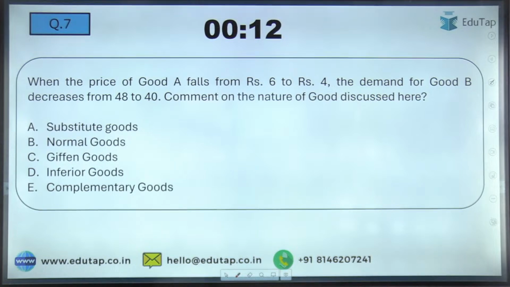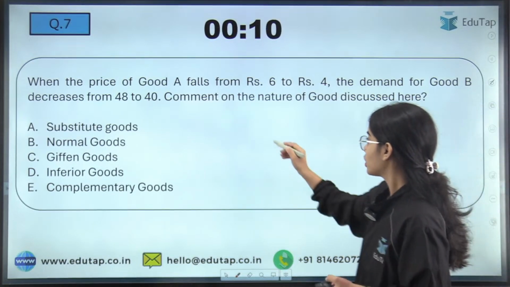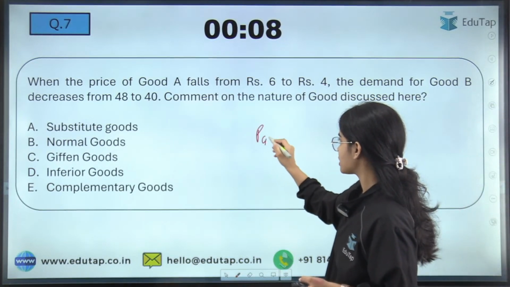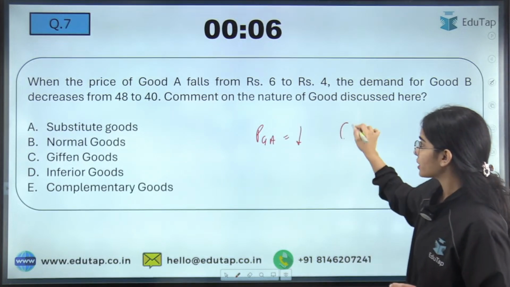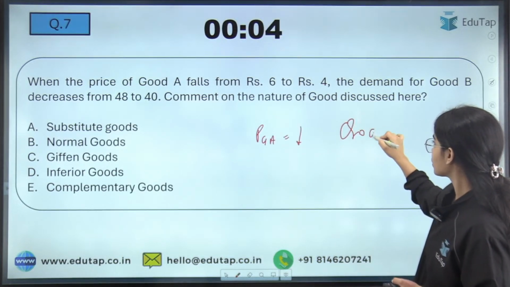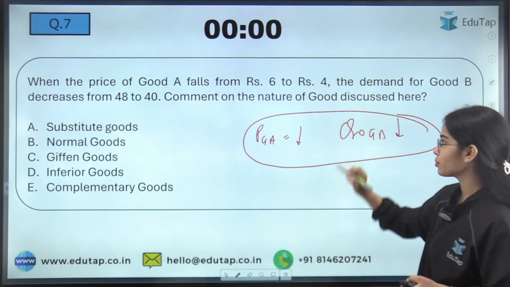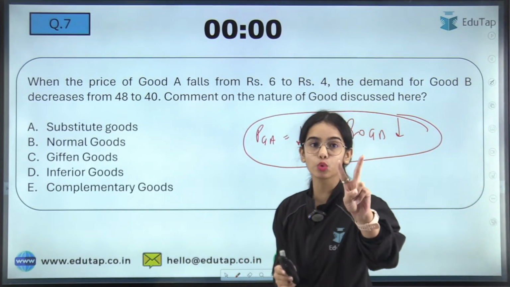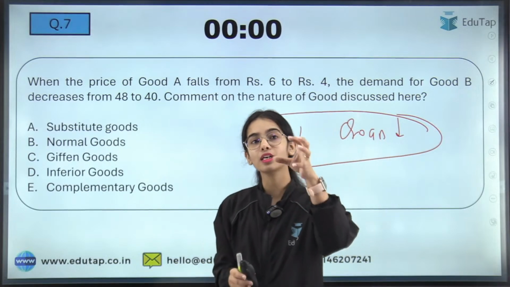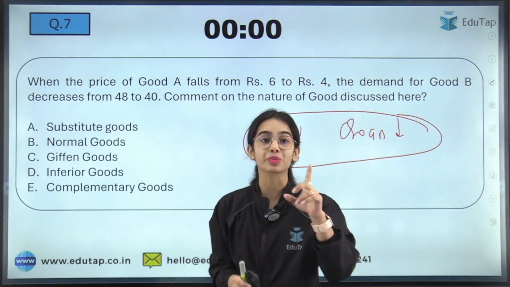So here, when the price of good A falls, let's say good A is falling, and the quantity demanded of good B is also falling. So they are moving in the same direction. We are taking two goods and they are moving in the same direction. So they are substitute goods.